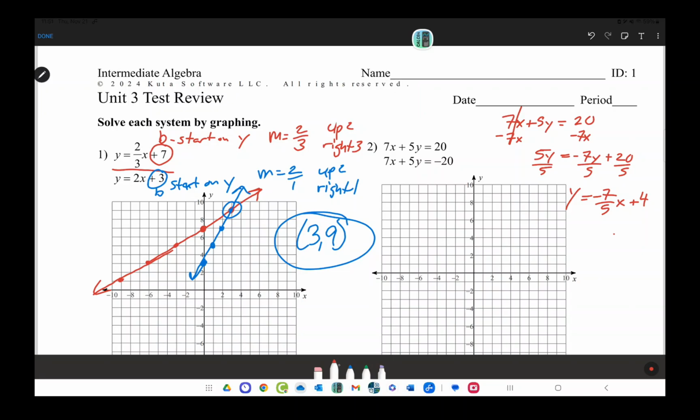So we'll go ahead and graph this. Again, this is B, so this is where we start on y. We start at positive 4. And this is your slope. Negative 7 over 5 means down, because it's negative, down 7, right 5. Down 1, 2, 3, 4, 5, 6, 7. Right 1, 2, 3, 4, 5. We don't have a lot of points here, so we'll just go the best we can with that.